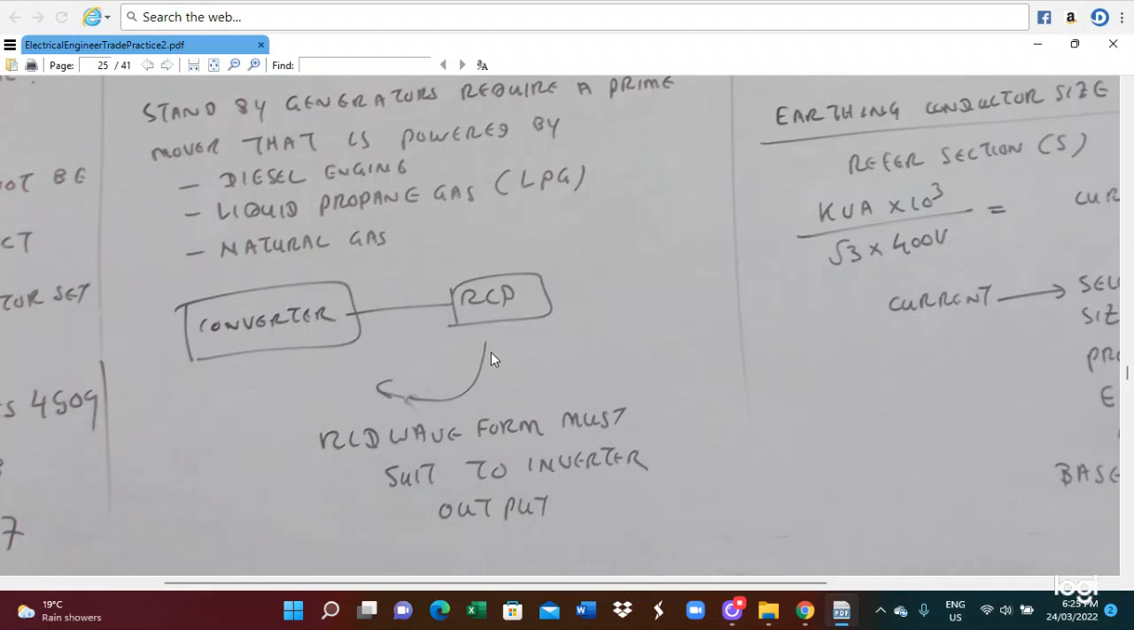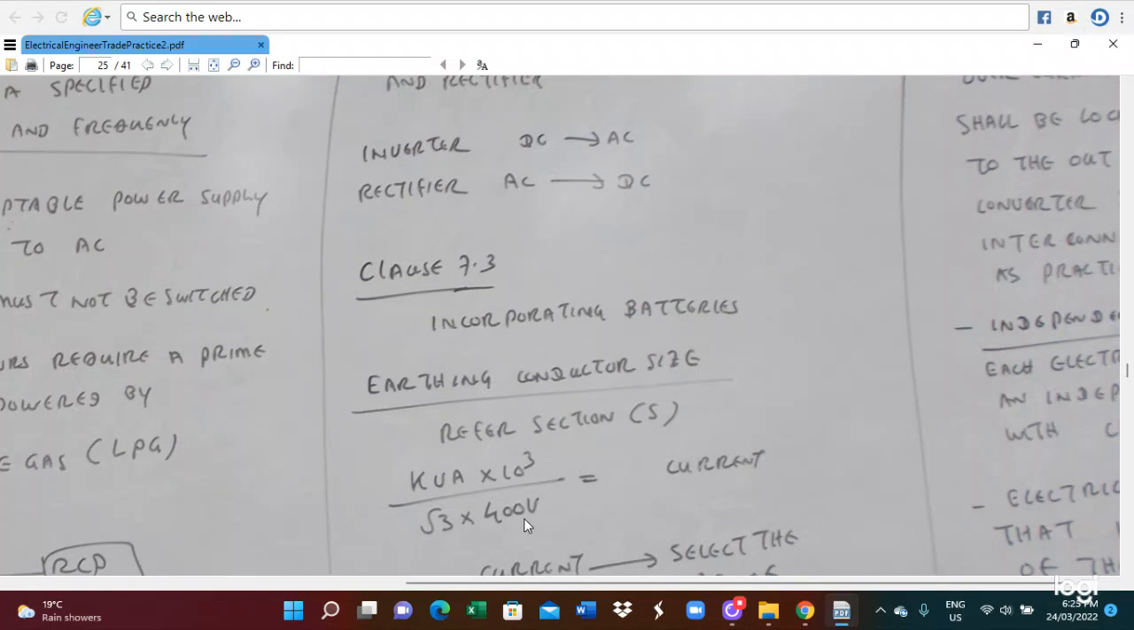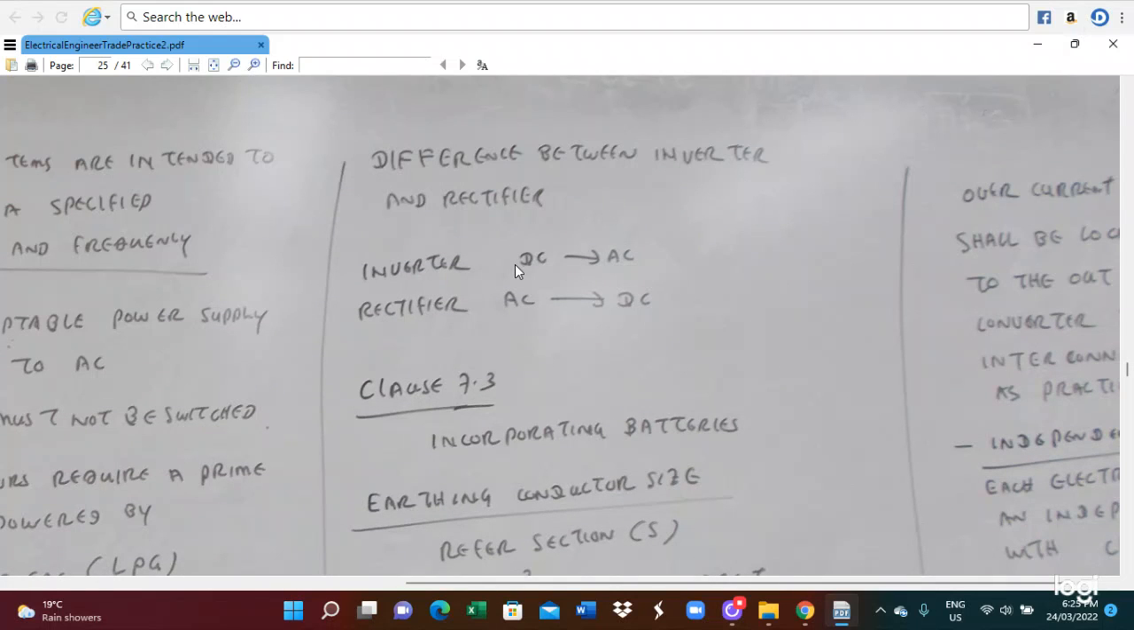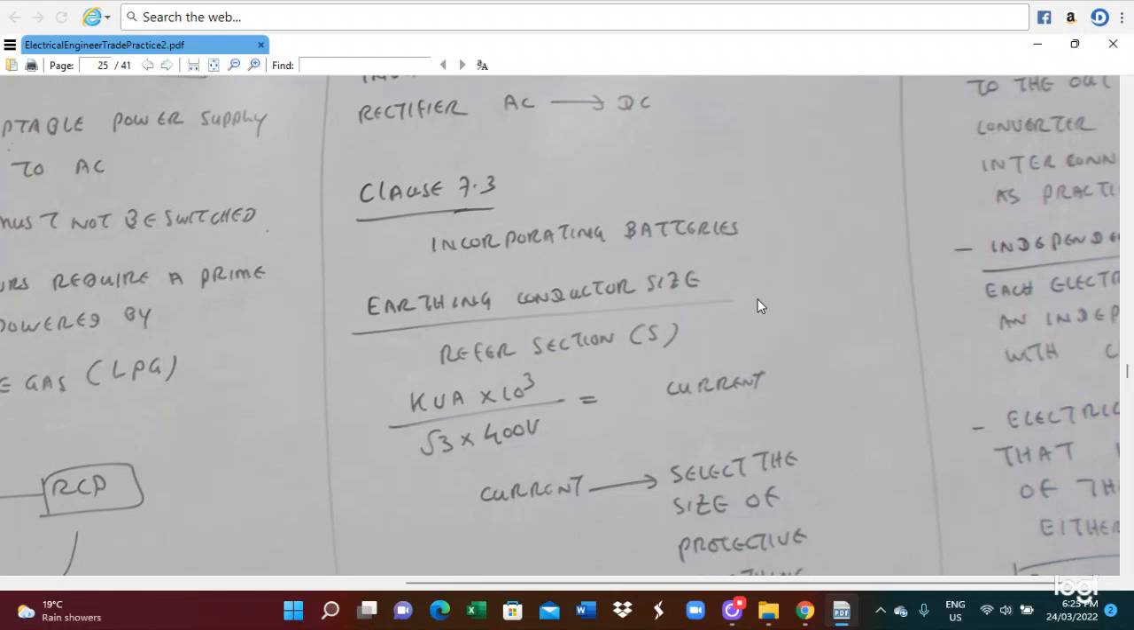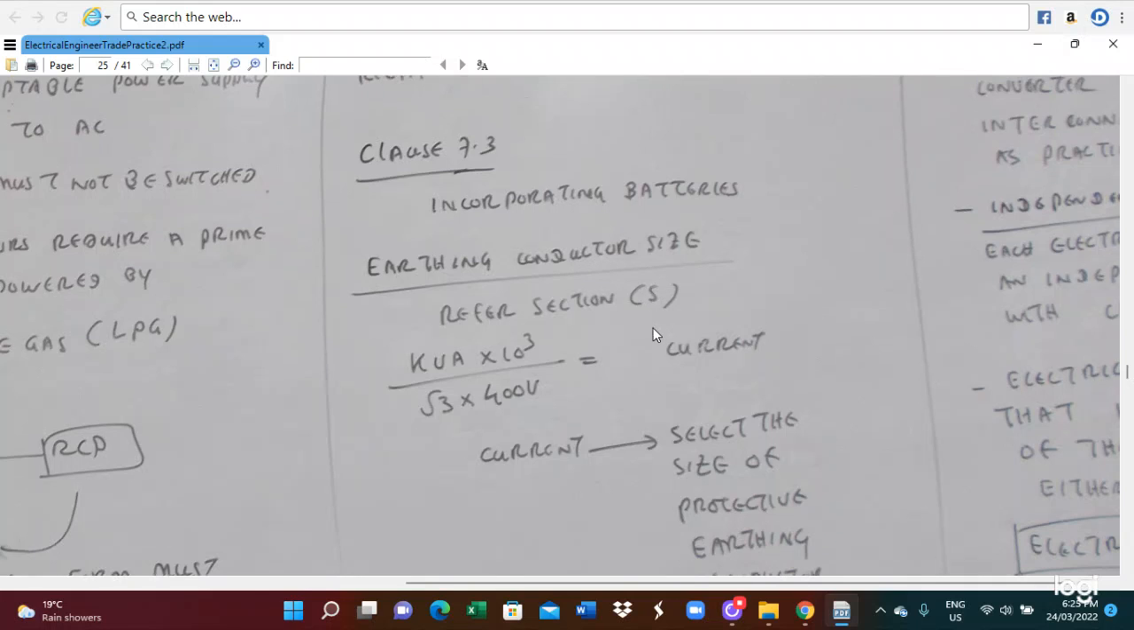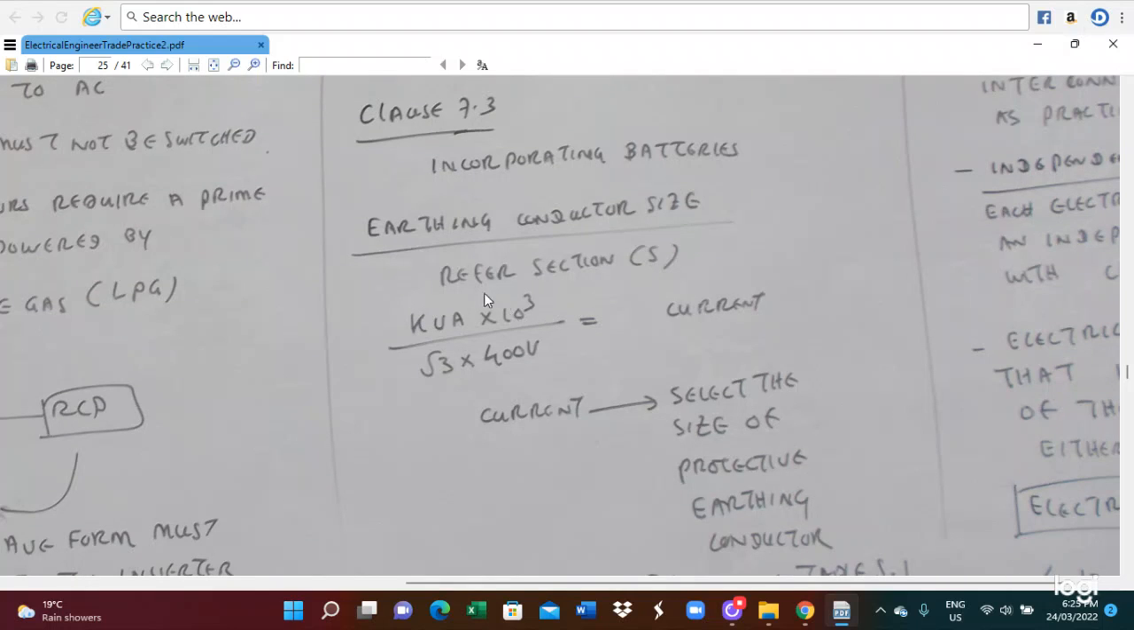So the RCD waveform must suit the inverter output. So there will be a difference between the inverter and the rectifier. An inverter is DC to AC conversion, and a rectifier is AC to DC conversion. So there's clause 7.3 incorporating the battery. So this is for the appropriate rules and regulations. Clause 7.3 of AS3000 is the main concern about incorporating a battery, and in addition, we must refer to section 5.